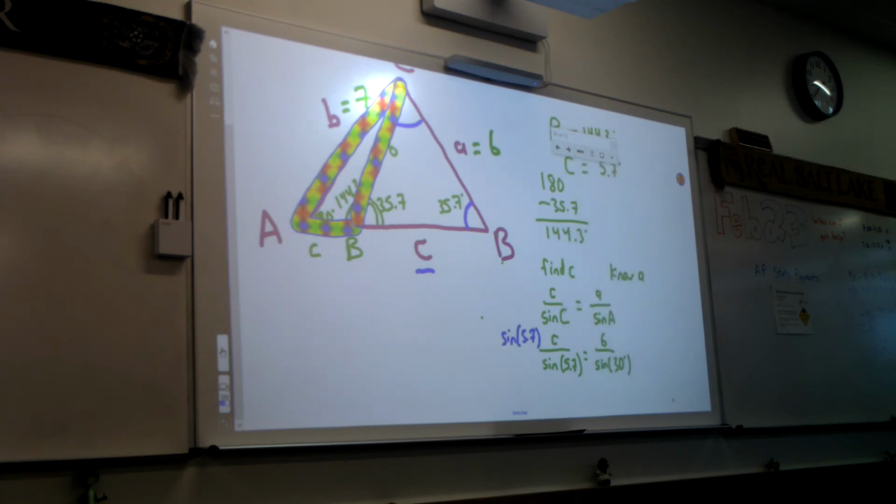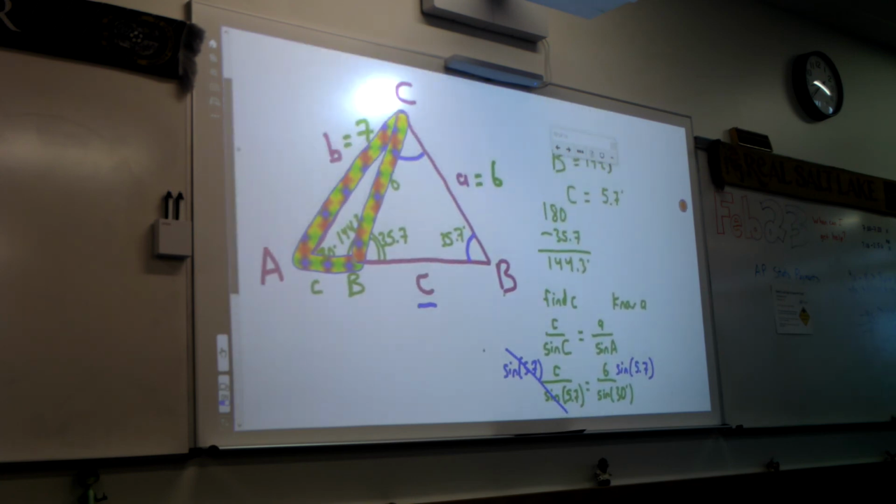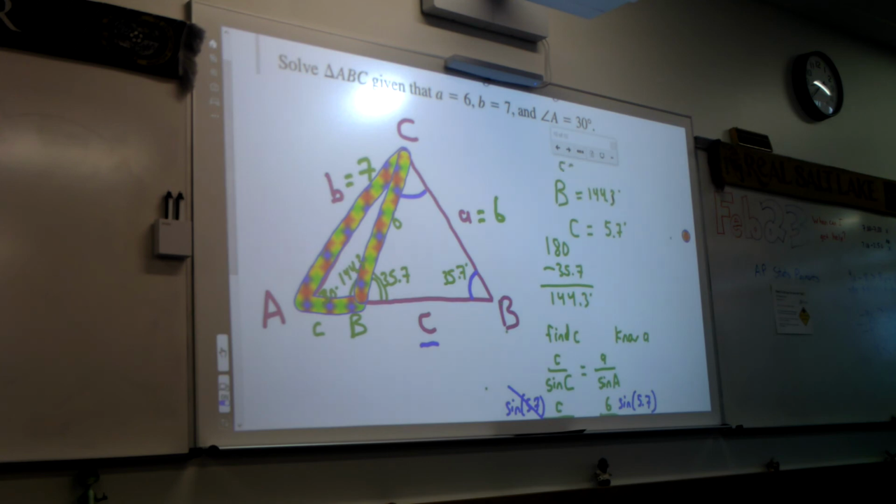Sine of 5.7 on both sides. Okay, so you're going to put that in your calculator: 6 times the sine of 5.7 divided by the sine of 30, which is 1/2. What does that give you? 1 point what? 2? Alright, so now I know that this side length for C is equal to 1.2. And now we have found all of them.